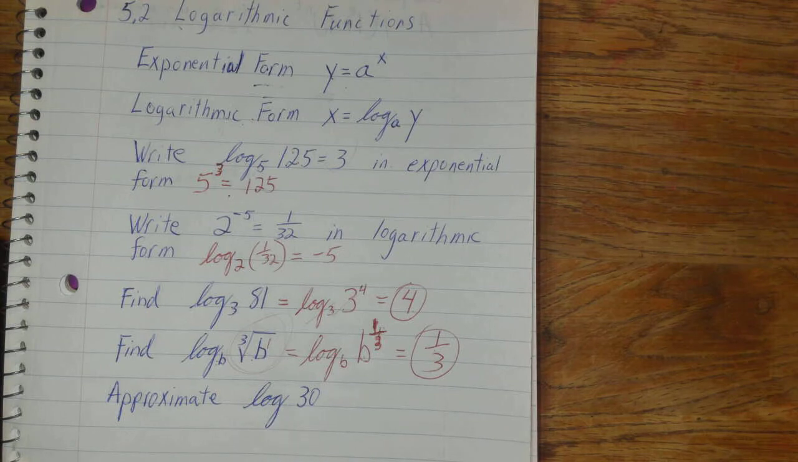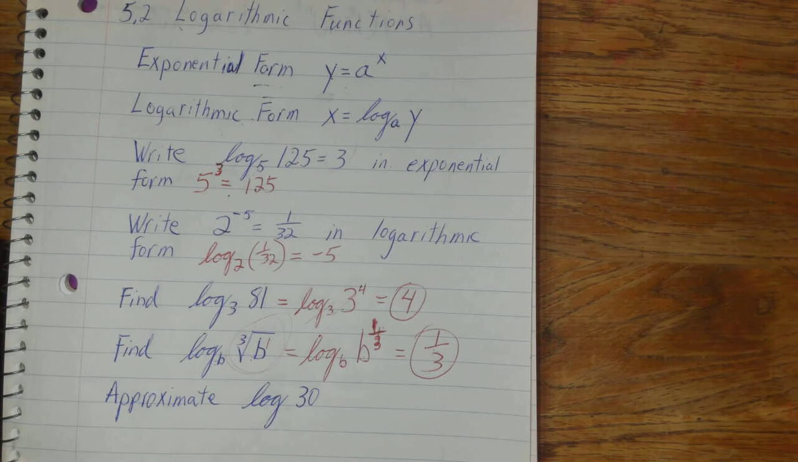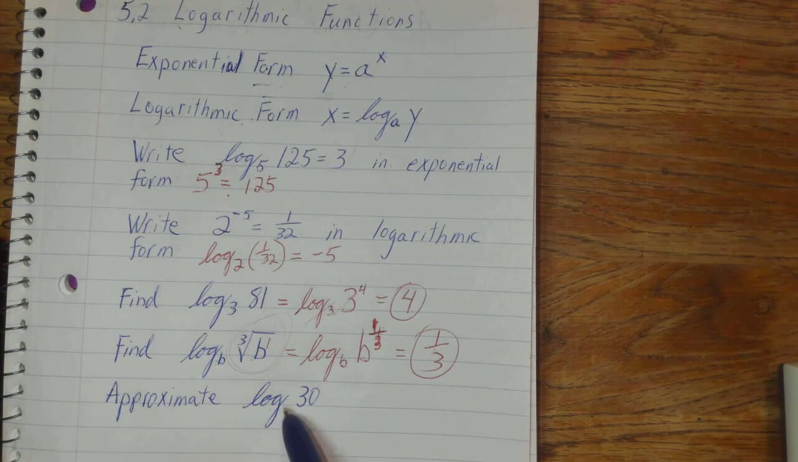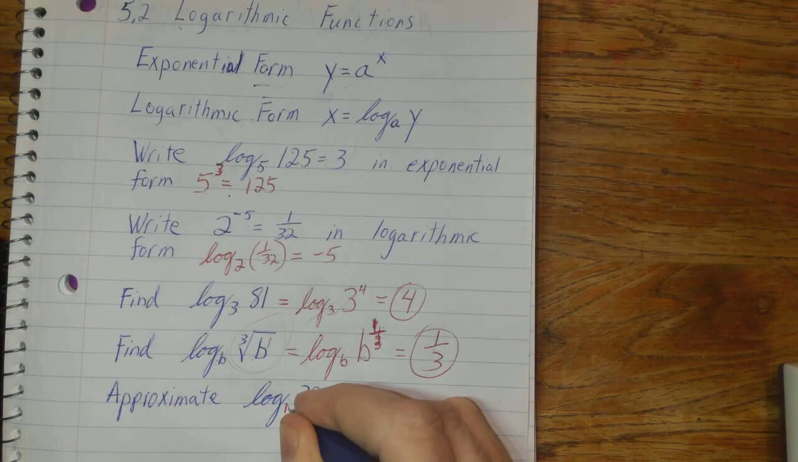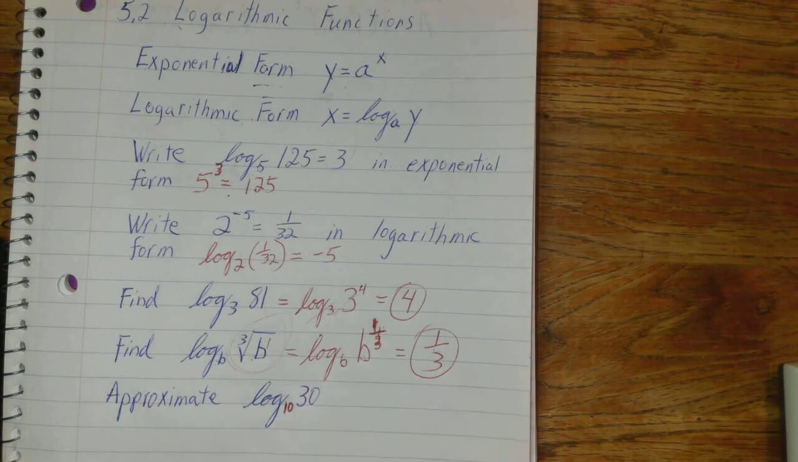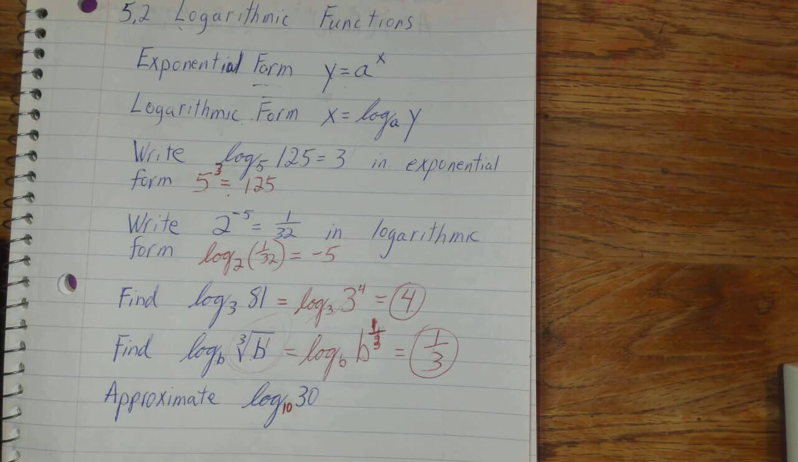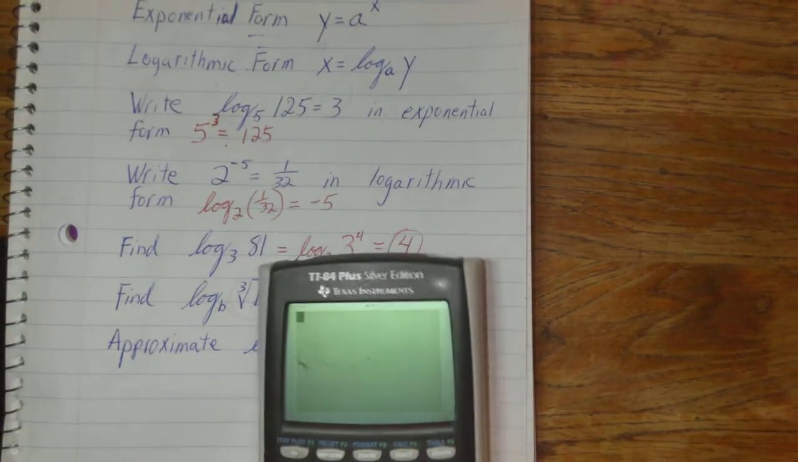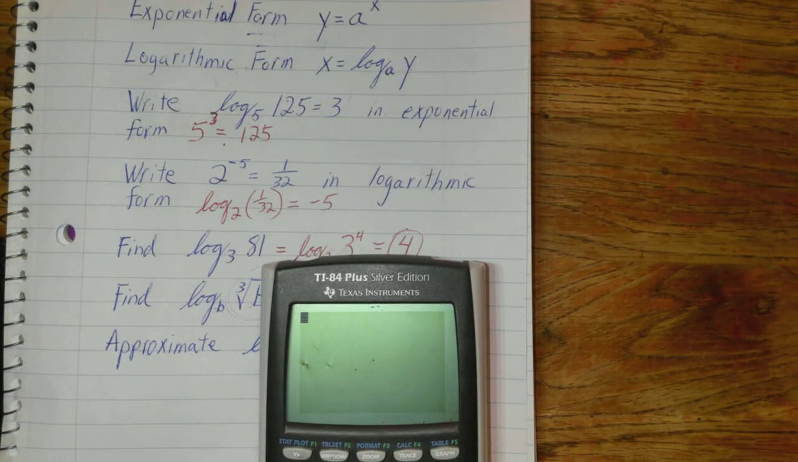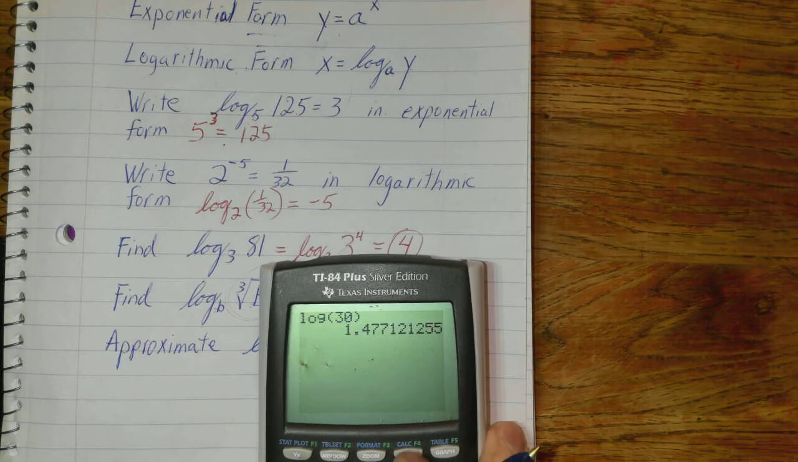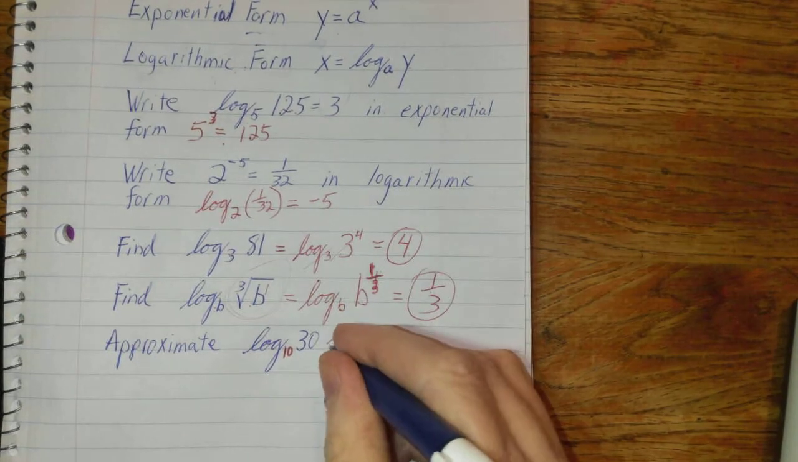Now, sometimes we need to approximate logs. When there's no base written here, the go-to base is 10. So log base 10 of 30, and that is what is understood on this calculator. So the log base 10 of 30 is 1.477 approximately.